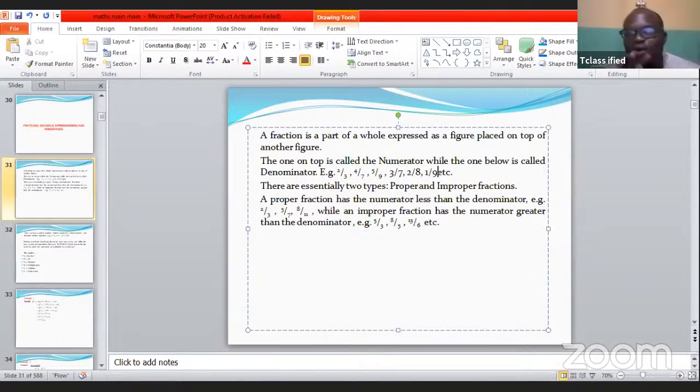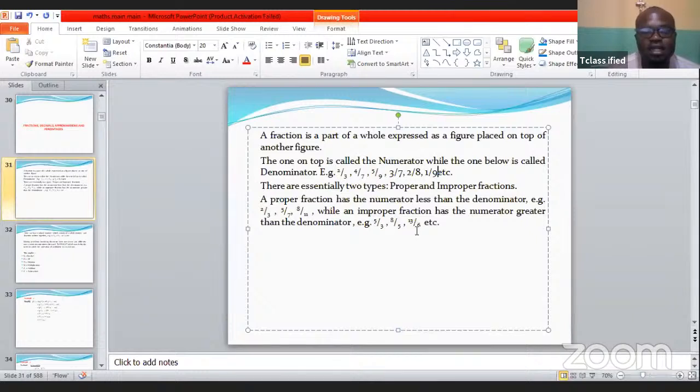And these are what we call proper fractions. Once the numerator is less than the denominator, we call it a proper fraction. There are essentially two types: the proper and the improper fraction. A proper fraction has the numerator less than the denominator. So all these examples are proper fractions because the numerators are less than the denominators. An improper fraction has the numerator greater than the denominator.